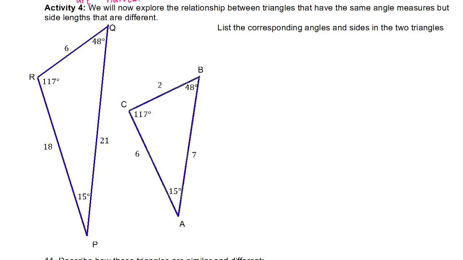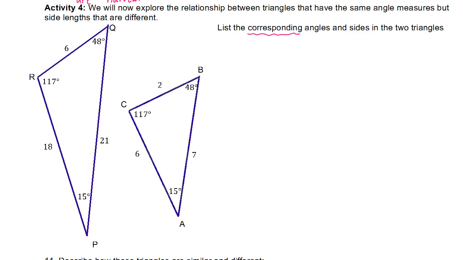Okay, last video, and hopefully this one will be a little shorter than the others because we don't have far to go. Okay, activity 4. So we are going to explore the relationship between triangles that have the same angle measures but side lengths that are different. So the first thing they want us to do is list the corresponding angles and sides in the two triangles.